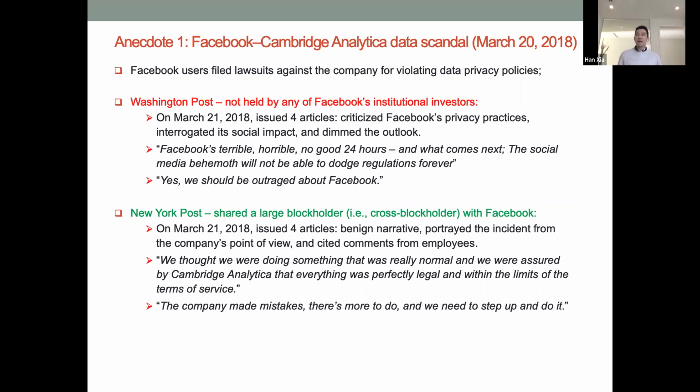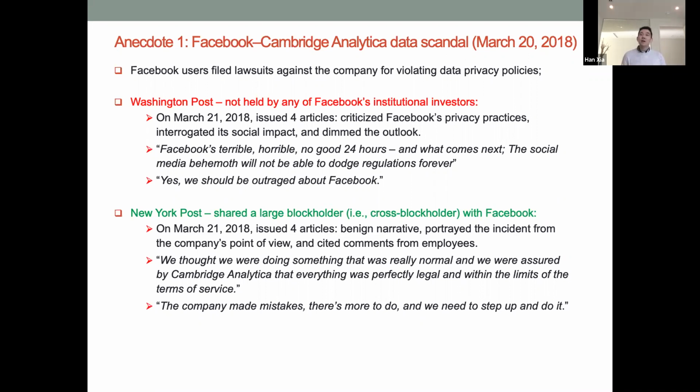These articles, I can tell you, are really, really negative. We can probably tell this by looking at their titles, like "Facebook's terrible, horrible, no good 24 hours," or "Yes, we should be outraged about Facebook." On the same day, the New York Post also issued 4 articles, but with more benign narratives. What those articles did was essentially portray this incident from the company's point of view and cite the comments from their employees.